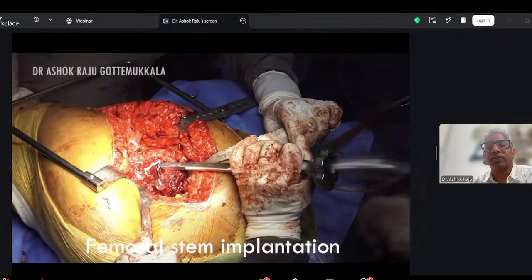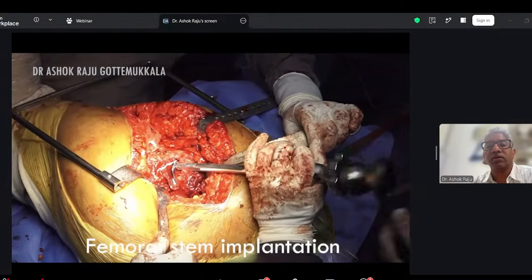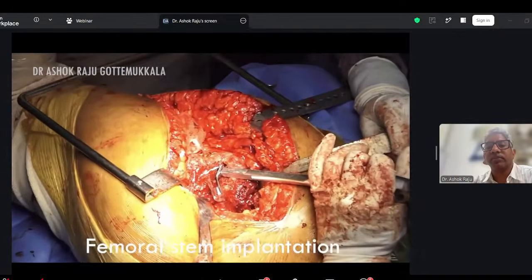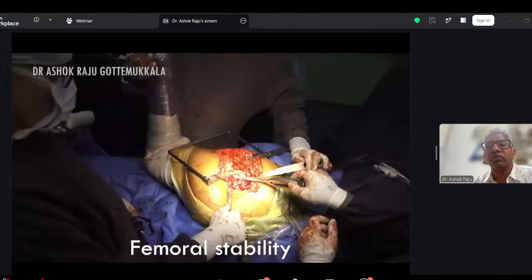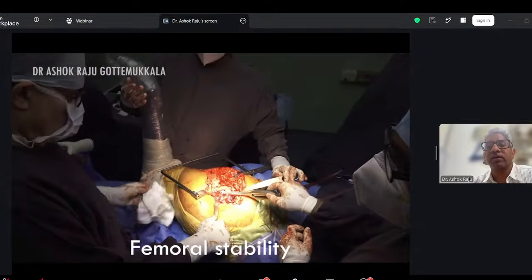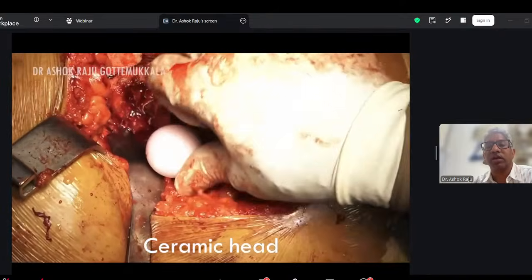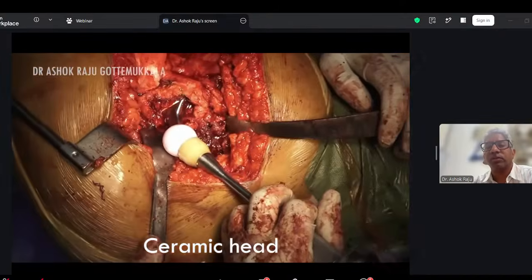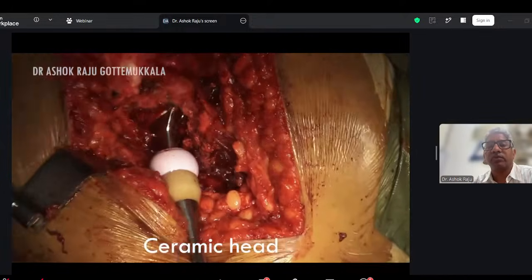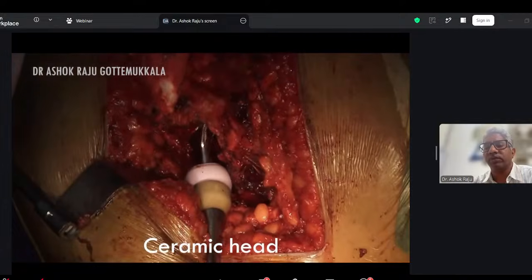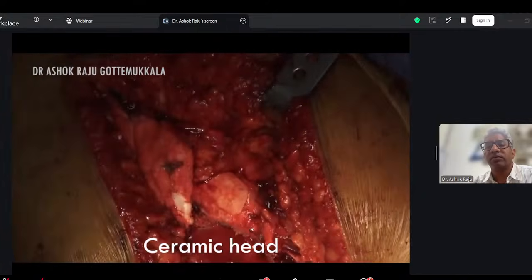And finally, once you are happy, you bang in your uncemented stem. And once you are done that, it will change your sound and it won't go beyond that even if you back. And then you toggle it to see how well it is. And then you put your final head. Here it is a ceramic head which we have used, and then try to reduce it.